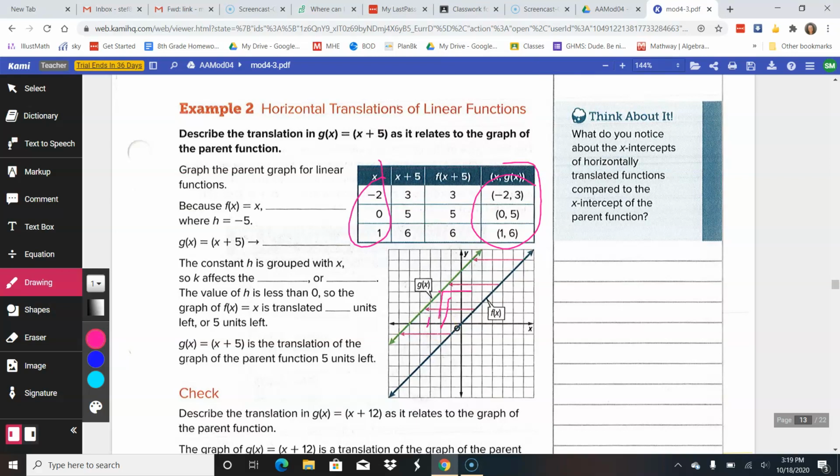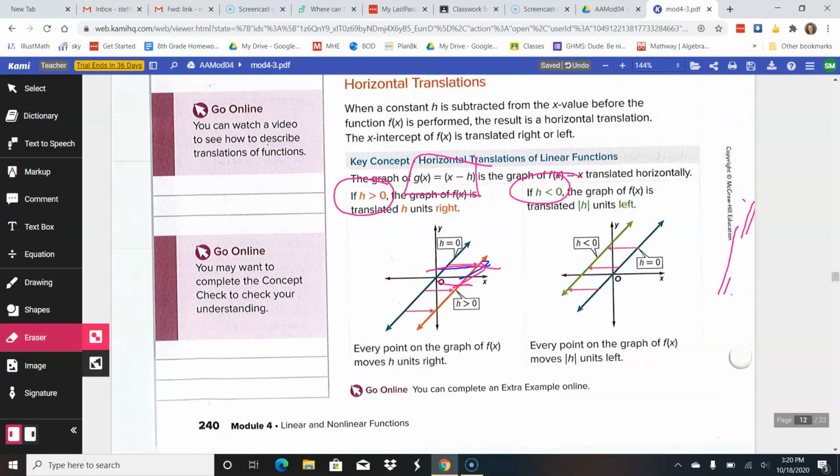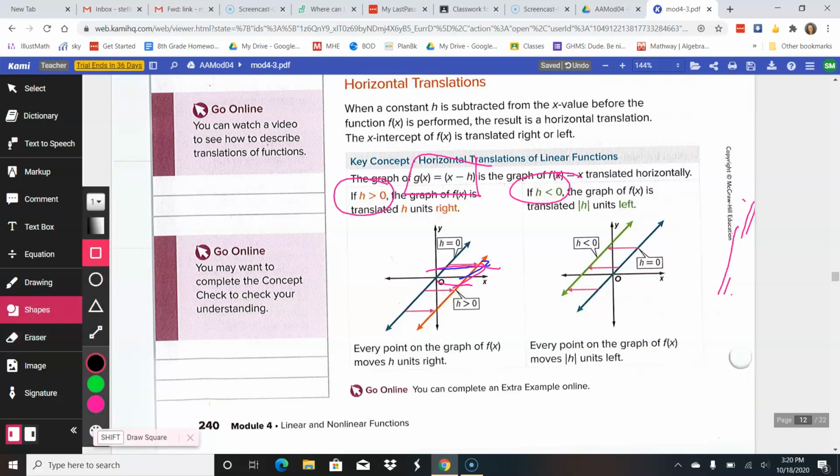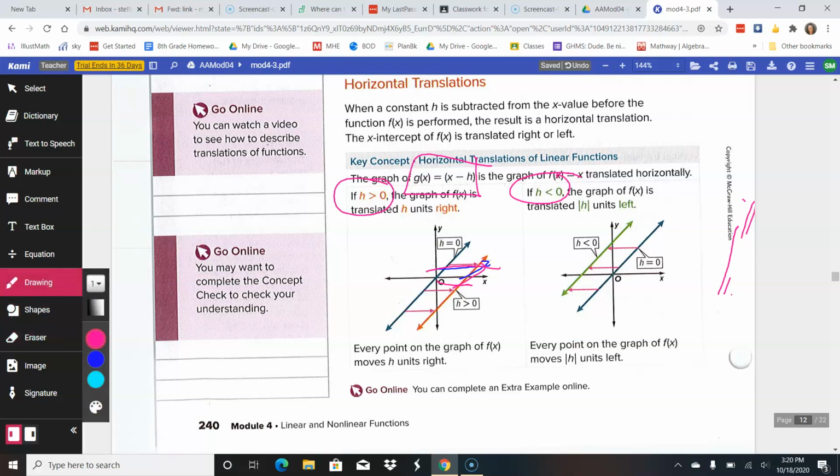Okay, so if I put in 0, out comes 5, and I put in 1, out comes 6. So that is that graph right there. So when I'm graphing it, now here's where it gets confusing. This is x minus h. So when I'm dealing with this graph here for my horizontal translations, it's x minus h.